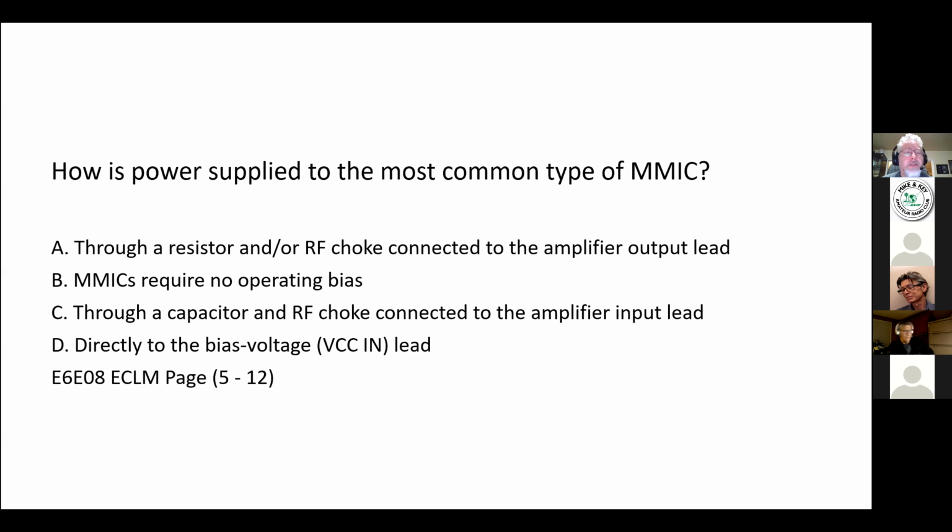Mixers, 2 questions. How is power supplied to the most common type of MMIC? A, through a resistor and or RF choke connected to the amplifier output lead. B, MMICs require no operating bias. Or C, through a capacitor and RF choke connected to the amplifier's input lead. Or D, directly to a bias voltage or VCC in lead.